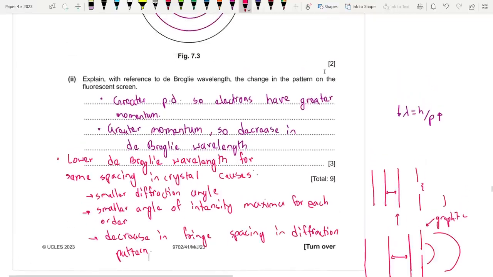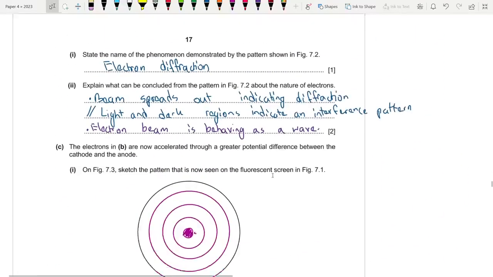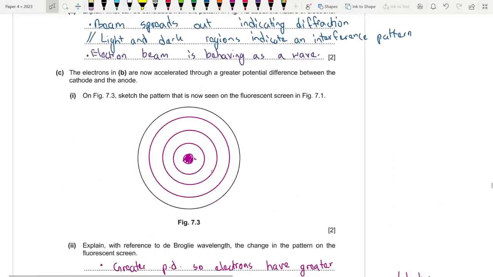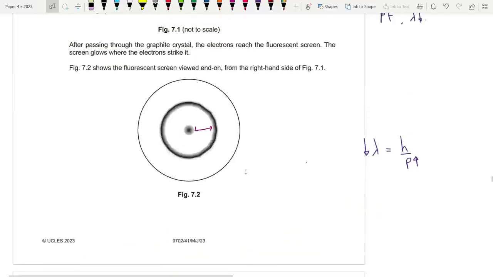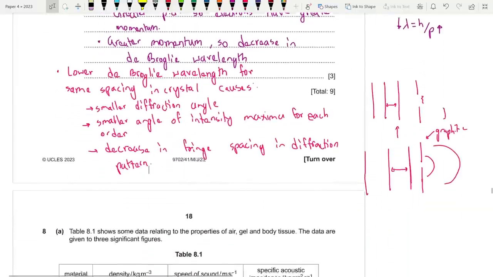So let me tell you the answer again. Due to the higher PD, electrons have greater momentum, which leads to a lower de Broglie wavelength. And this lower de Broglie wavelength with the same spacing in the graphite crystal causes a decrease in the fringe spacing in the diffraction pattern. That's essentially what happened over here, okay? And you didn't need to draw so many, as I've told you before, but it's fine if you draw more. Ultimately, more patterns would be produced, right? Due to the smaller wavelength.